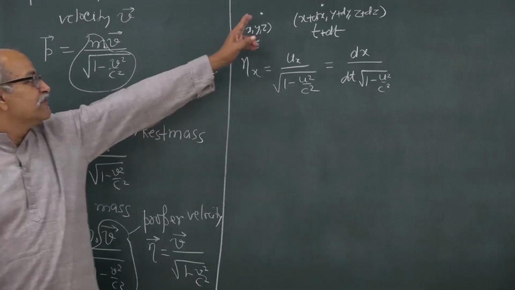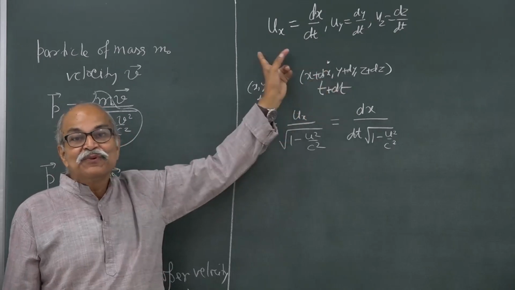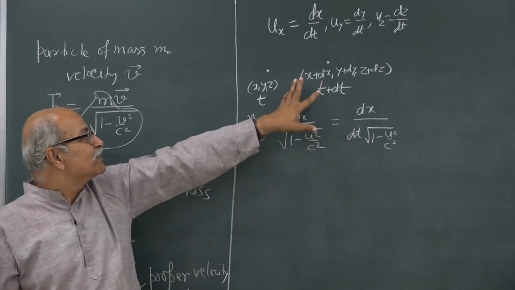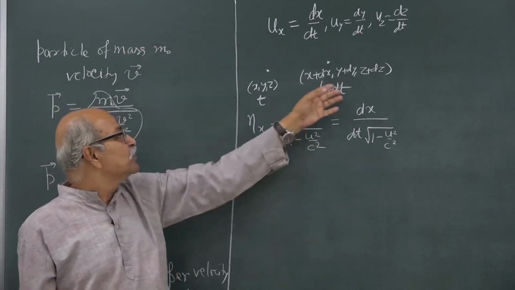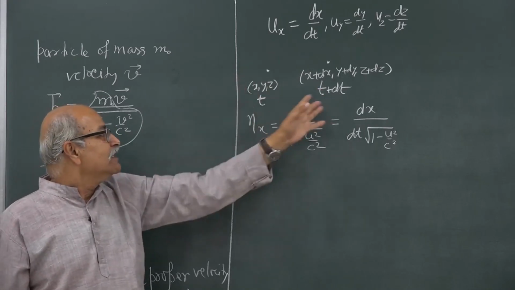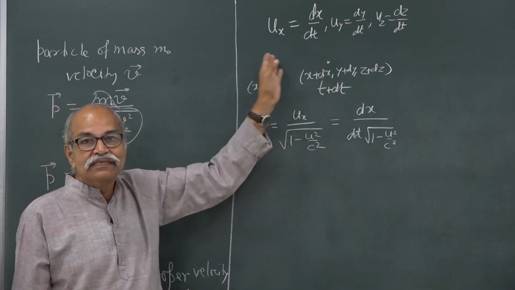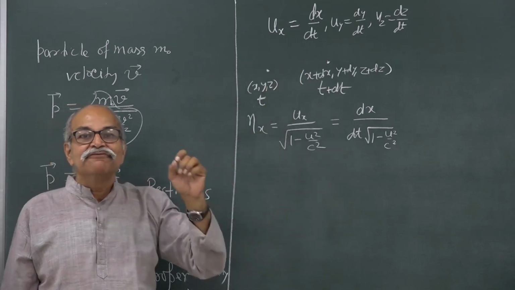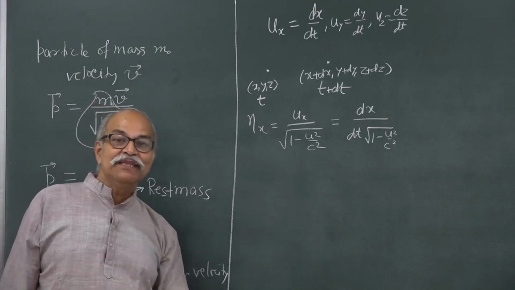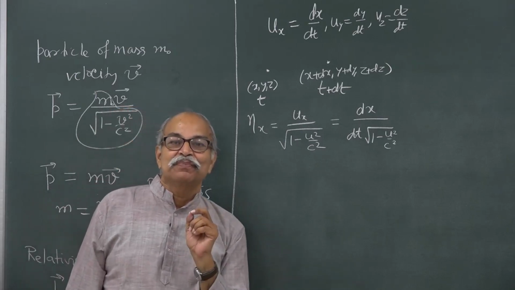Now, look at these two events. These two events are occurring at two different positions in this frame. In whatever frame we are using, the frame in which the particle is moving with velocity u, in that frame we are talking, and this event occurred here and that event occurred somewhere else. So, these are two events occurring at different positions, and the time interval between these two events is dt, which is not the proper time interval.